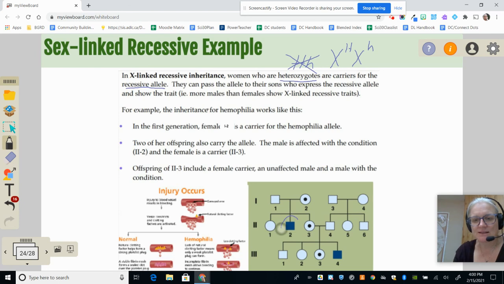So you're going to see sons more frequently with the traits when you're talking about sex-linked recessive examples. Okay, so you've got some females that are marked as carriers in this pedigree, but only the males actually have the disease.